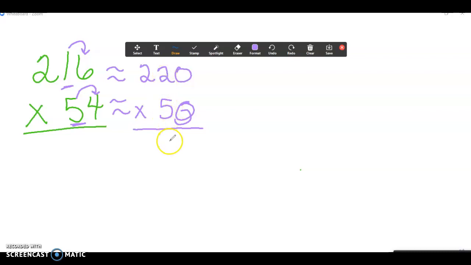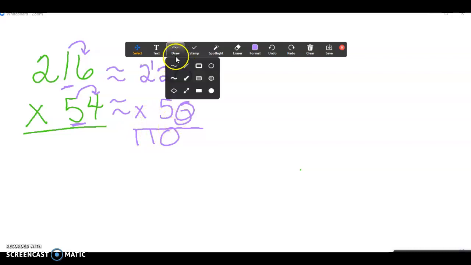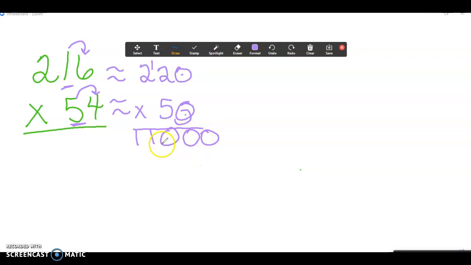Well, 5 times 2 is 10. 5 times 2 is 10 plus 1 is 11. Okay? So this 0 is a part of this 5 times 2, so I still need this 0. But I have 2 zeros that I haven't used yet, so those need to go in my product as well. So I'm saying that my estimate to 216 times 54 is 11,000.